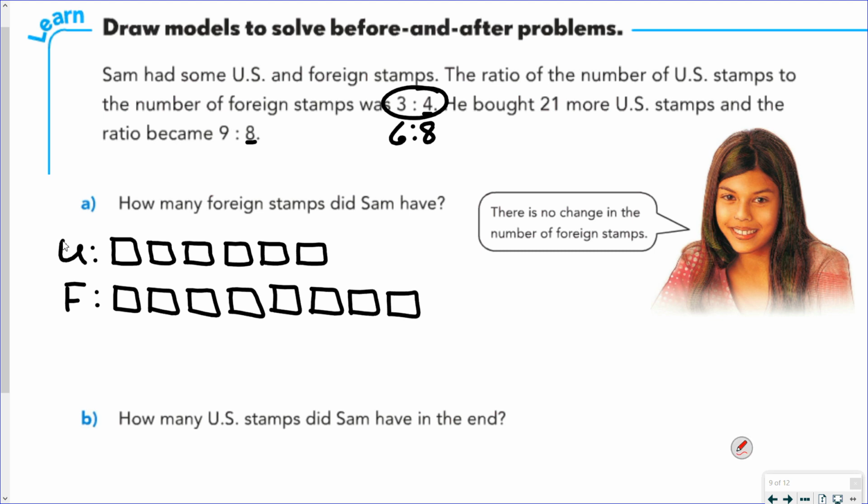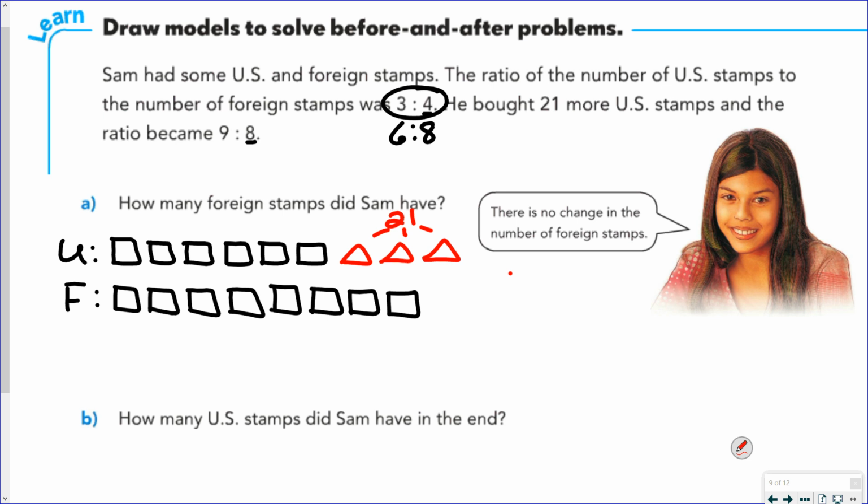Well, after he bought more U.S. stamps, the actual number of U.S. stamps is going to change, and the ratio is now 9 to 8. Well, right now my ratio is 6 to 8, so to make it 9 to 8, I need to put 3 more on. And you'll notice I put 3 red triangles on. I want to do something to make that addition stand out, so I know that wasn't there originally. Well, he bought 21 more U.S. stamps. So these 3 triangles that I put on represent those 21 stamps that he bought.